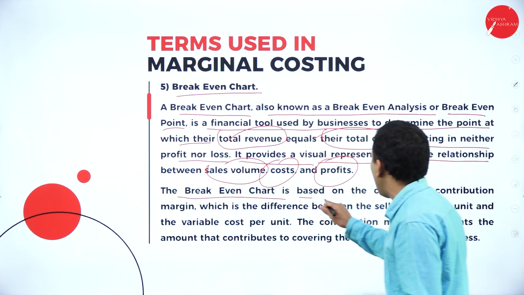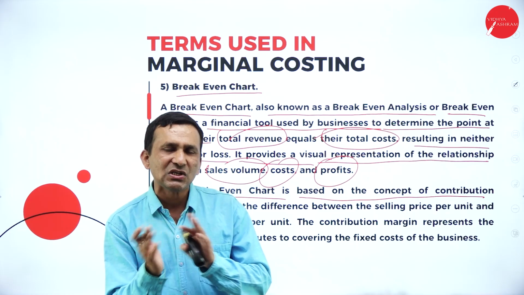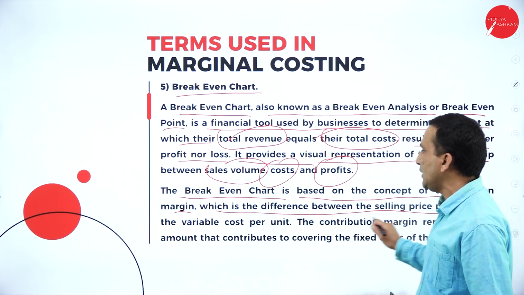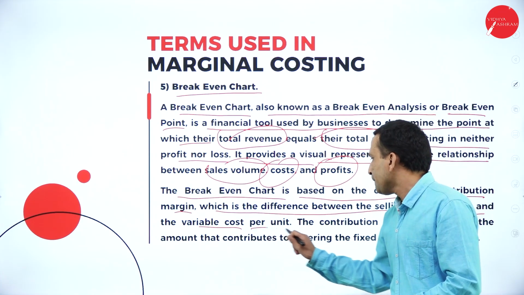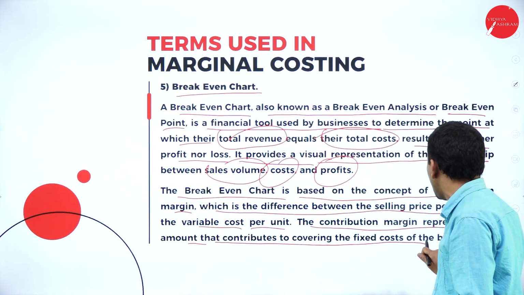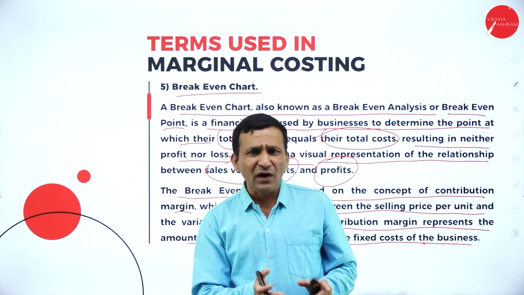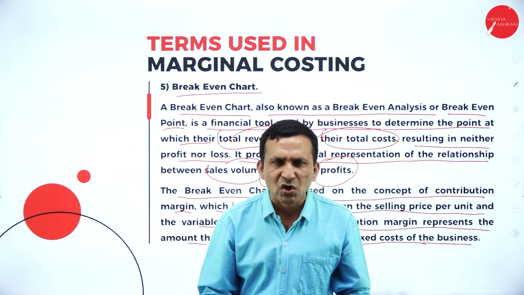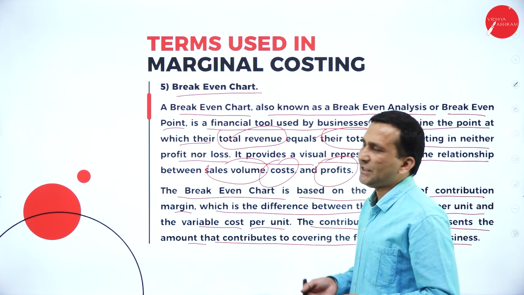The break-even chart is based on the concept of contribution margin. The contribution calculation is sales minus variable cost. The difference between selling price per unit and variable cost gives you the contribution margin per unit. The contribution margin represents the amount that contributes to covering the fixed cost of the business. Using the formula, we can get to know the total cost, total variable cost, fixed cost, sales volume, and number of units produced. So we will get all the information.